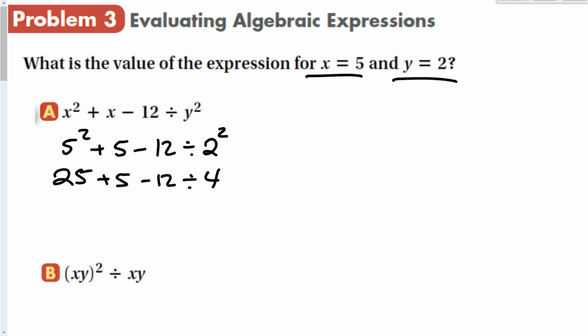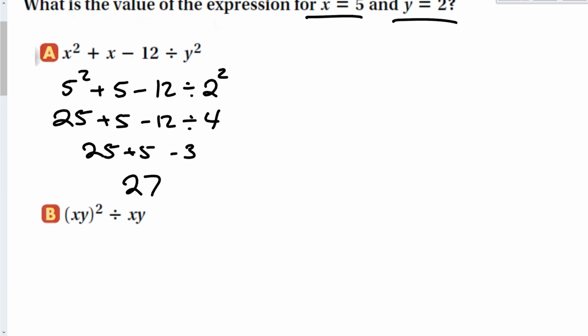Then multiplication or division. There is no multiplication, but there is this division. So we do 12 divided by 4, so that turns into 25 plus 5 minus 3. Add them all up, and we get 27. Okay, so we just replace x and y with my two numbers, and solve.